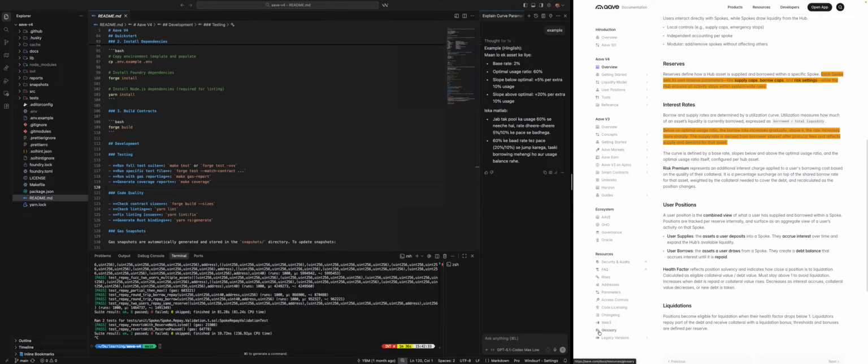So reserve is basically the amount of liquidity, you can say, how much liquidity you have provided.